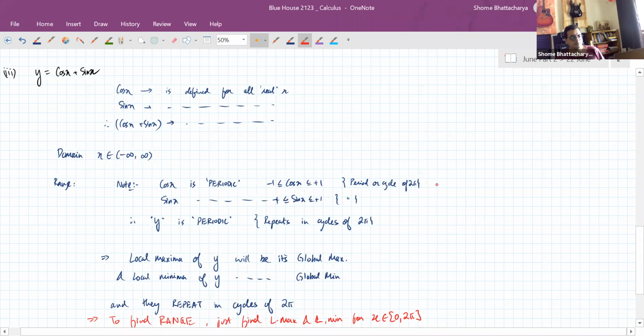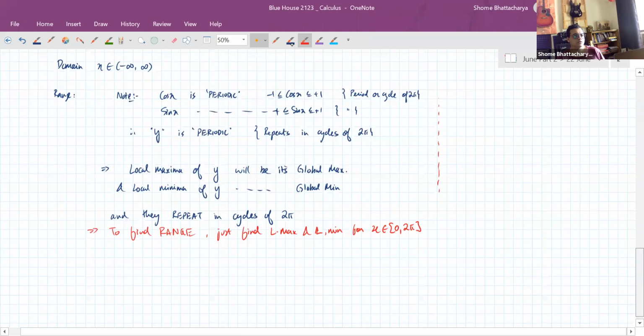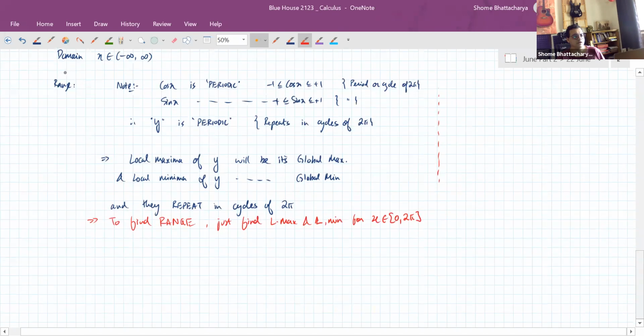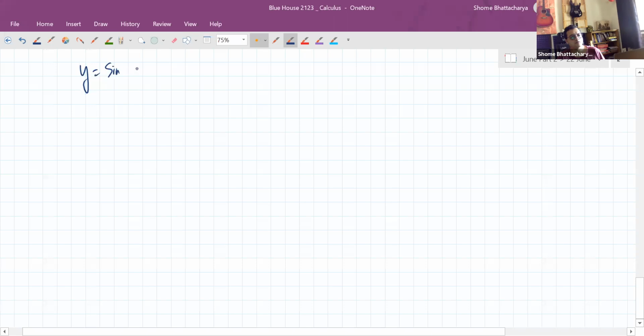So far I've just described the method for the range. Now let's implement that method. This will give us good practice of the local maxima and minima concept also. So now the problem has changed. To find the range, what we need to do for this function is just find the local maxima and minima.